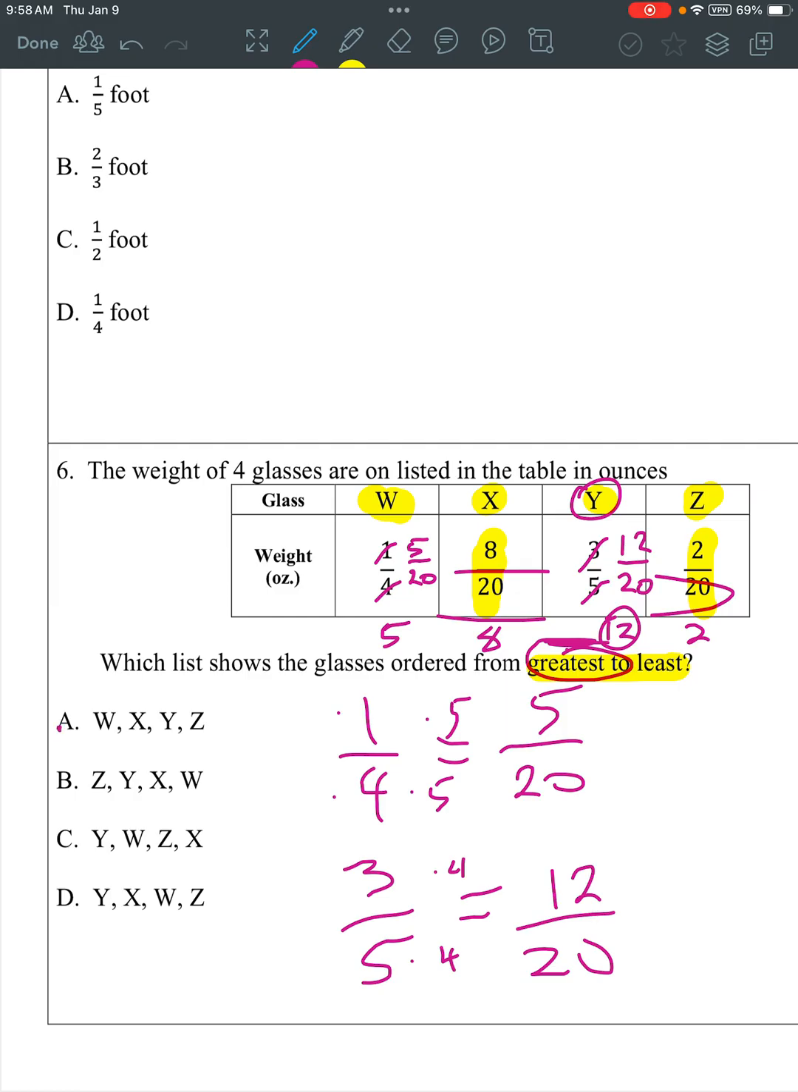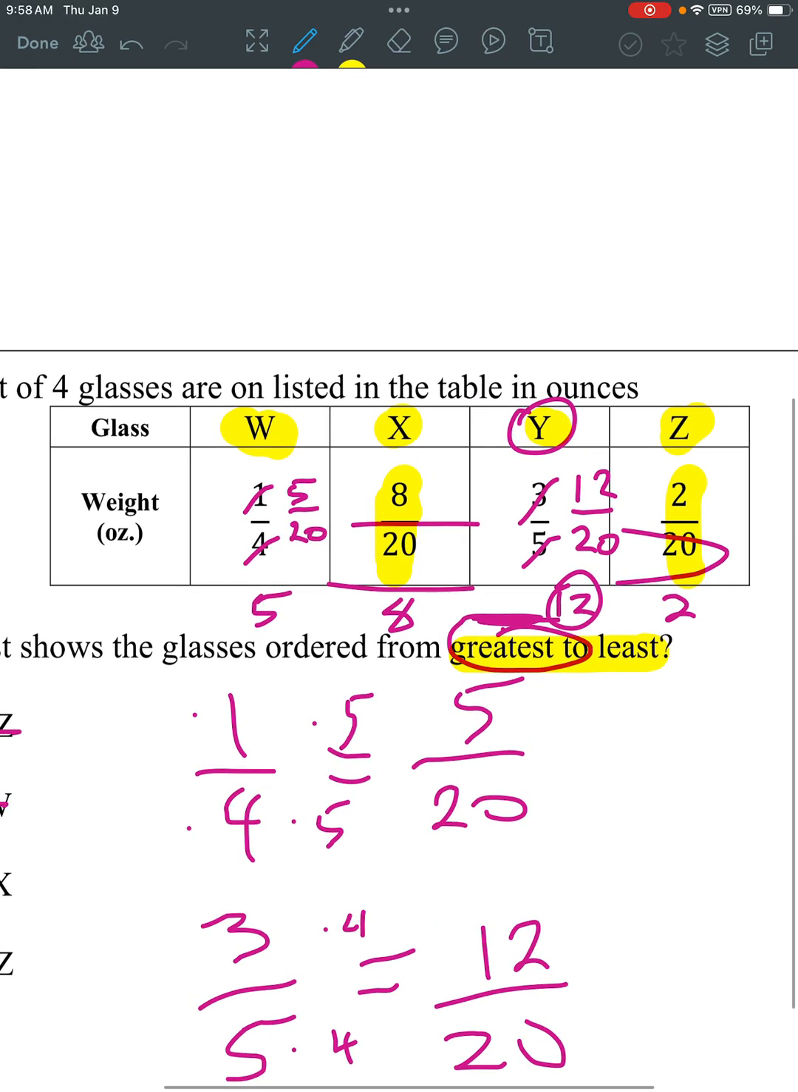List A starts with W. List B starts with Z. List C starts with Y. And list D starts with Y. So I'm only looking at lists C and D now. I'm going to cross off the 12.